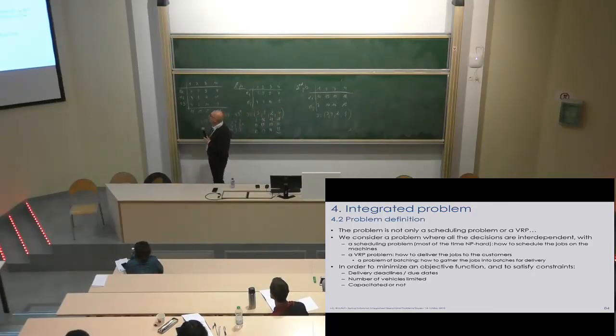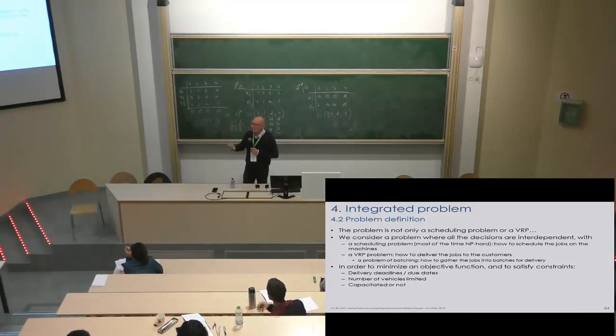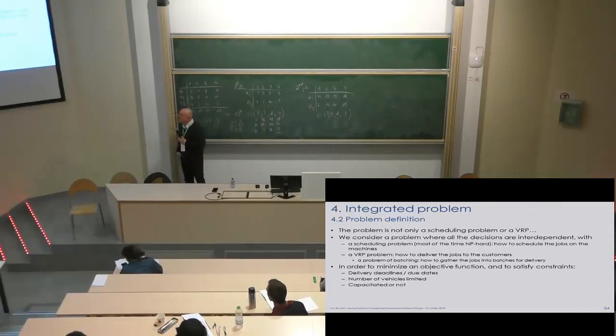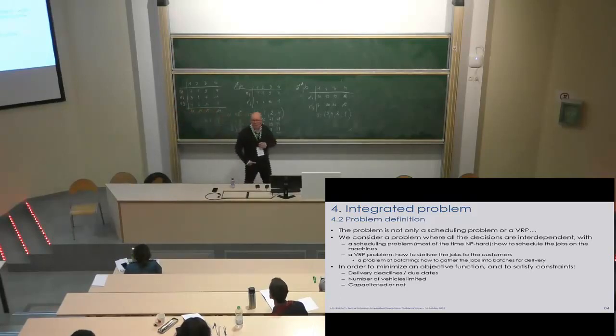So in order to minimize an objective function and to satisfy constraints, we may have delivery deadlines. It's the case with the production of chemotherapy drugs. We have a deadline between the delivery date and the completion time. There is a maximum time lag between these 2 dates. The number of vehicles is limited, and the capacity of one vehicle can be limited or not. Up to now, we do not consider a limitation because batches are not big enough to take capacity into account.